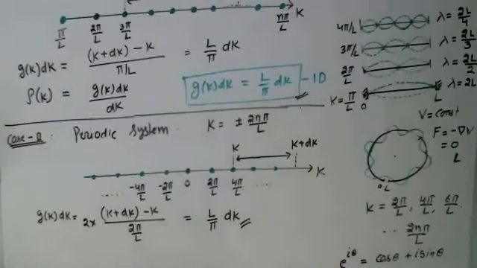It means it doesn't matter whether the system is periodic or non-periodic. The formula for calculating the number of k states in the interval k and k plus dk is always the same.